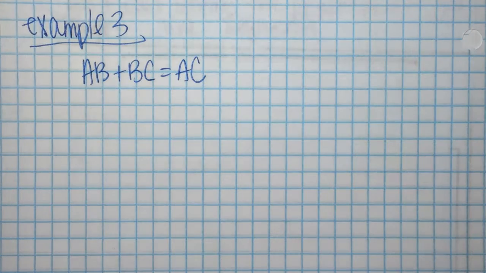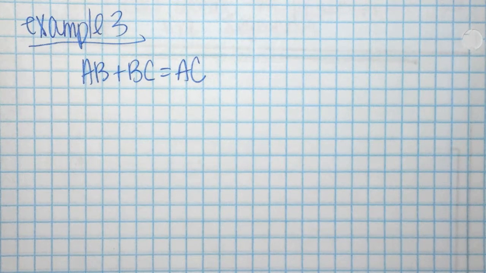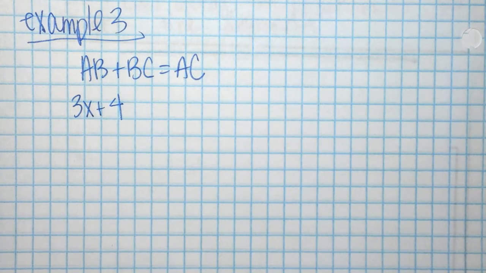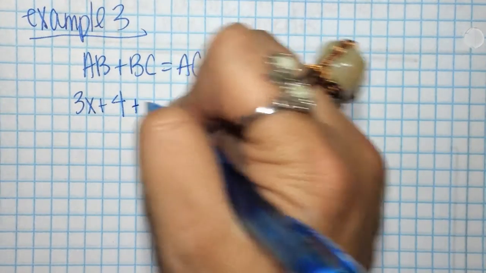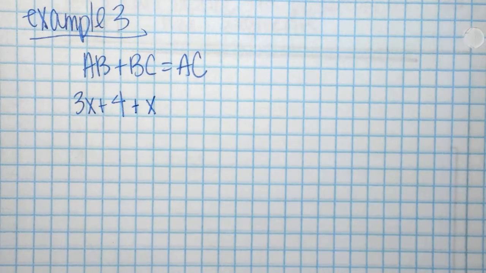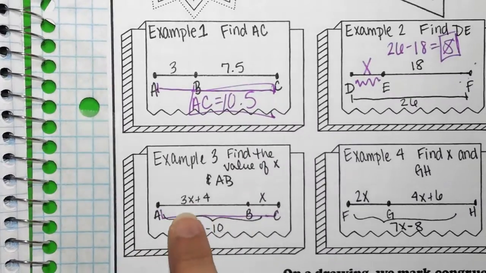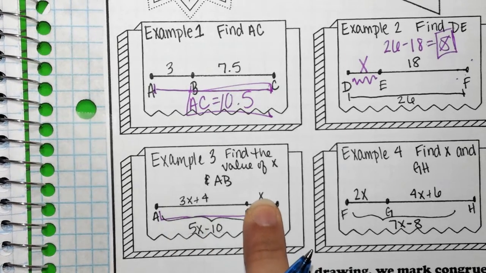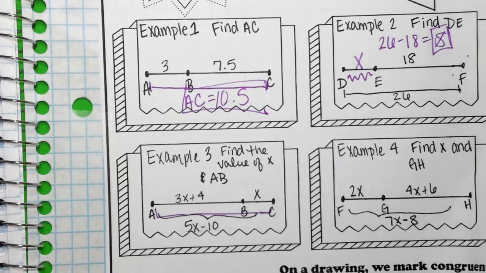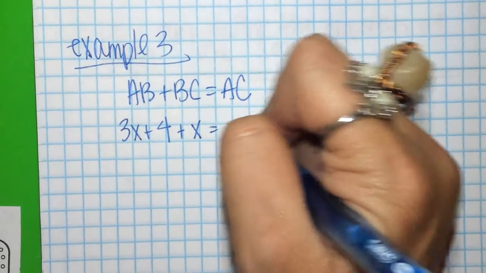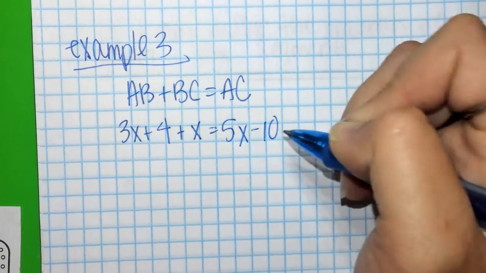Now, what did AB equal? AB equals 3x plus 4. So we're going to substitute 3x plus 4 for AB. Do we know what BC is? BC was x. And if you don't know where I'm getting these from, look at the paper. AB was 3x plus 4. BC is x. So what is AC? 5x minus 10. And then you just add.